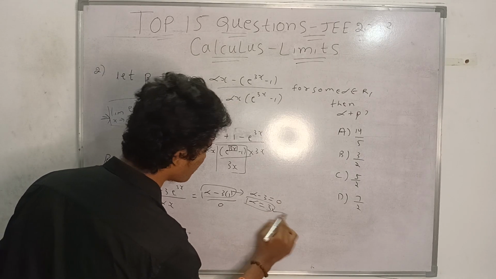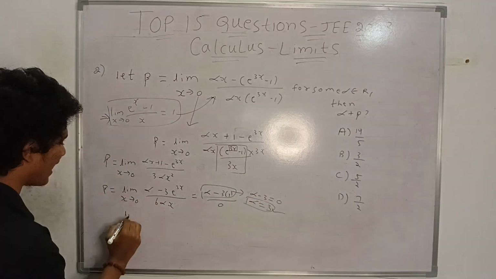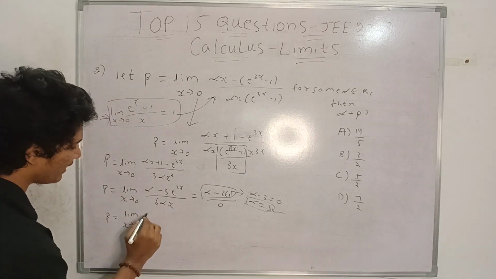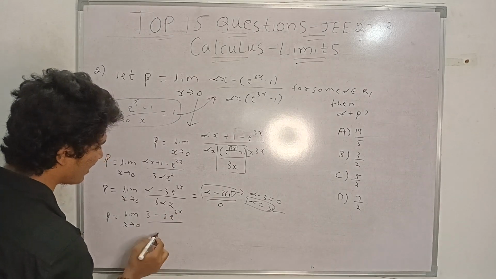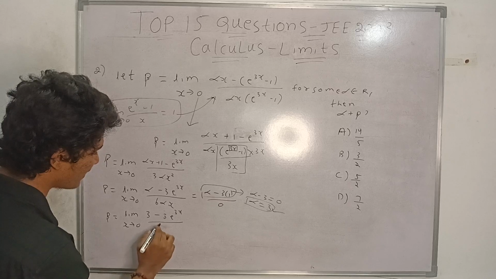We got alpha. Now we can directly substitute alpha here and evaluate beta. Beta equals the limit of (3 minus 3) into e power 3x divided by 6x. Alpha we already got, that is 18x.